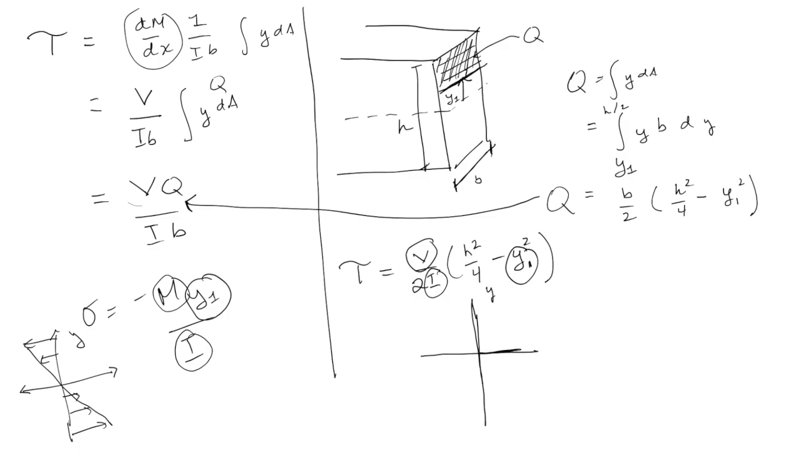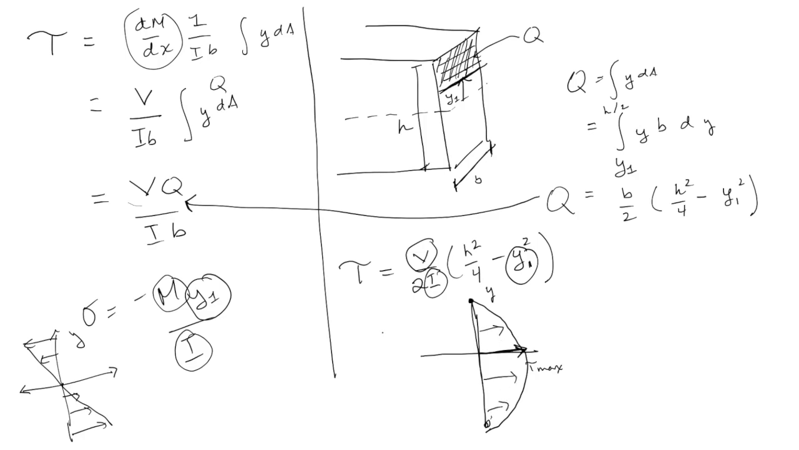When y1 equals 0, the normal stress is 0, but the shear stress is maximum. This will be called tau max. And then when y1 is equal to plus or minus h over 2, this whole thing is 0. And then it's a quadratic function in between. So it looks something like this.